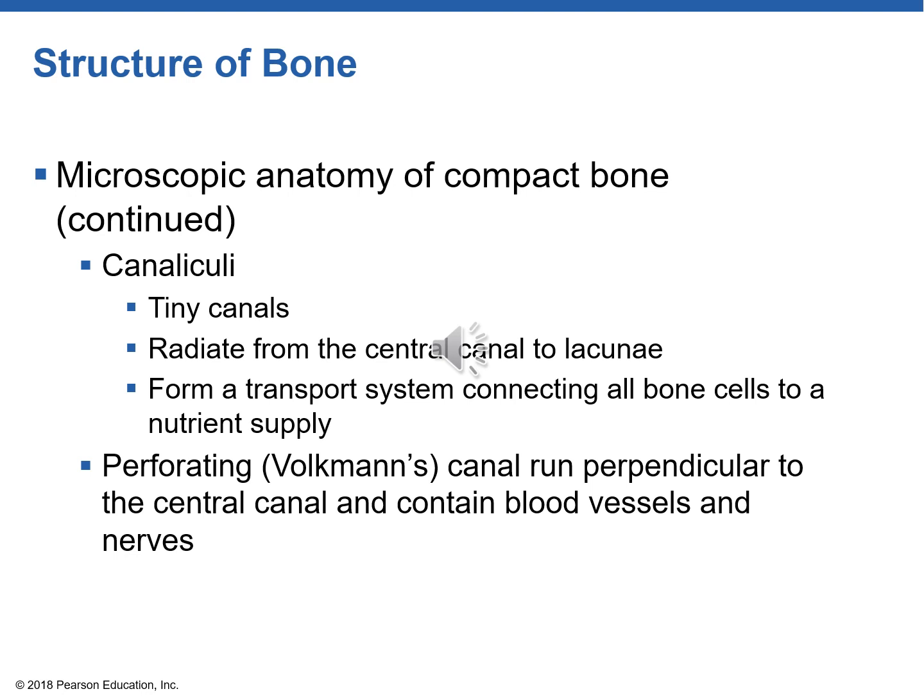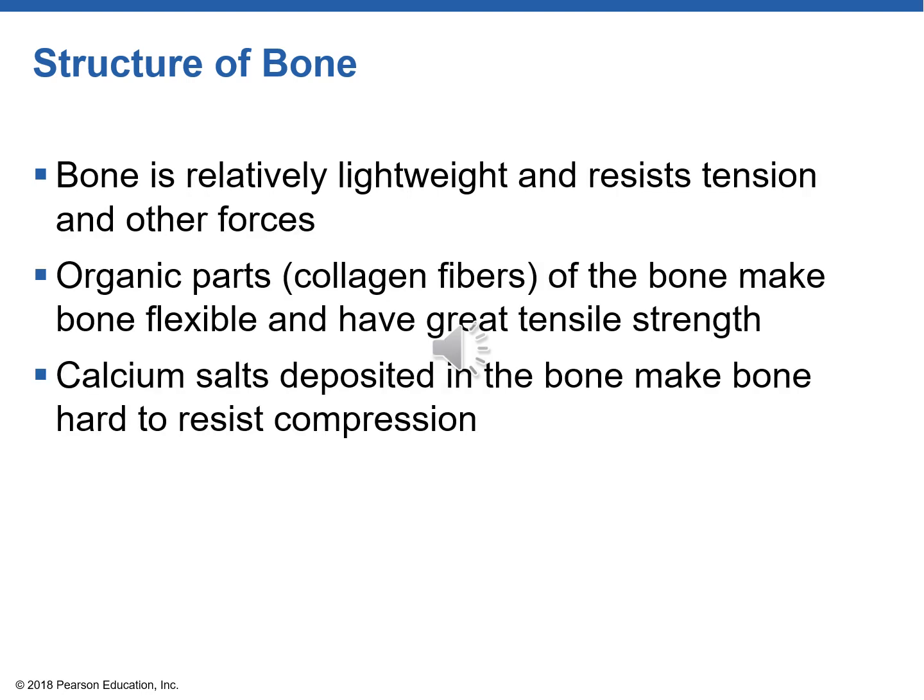Within the compact bone, there are tiny canals that radiate out from the central canal to the lacunae. These are called canaliculi, and they allow movement of nutrient supplies for the bone cells. What an amazing design your bones are. We see here that they're quite lightweight, but they are strong. They contain things like collagen fibers to make them flexible yet still strong, and they contain deposits of calcium and phosphorus, and this helps them to resist compression.